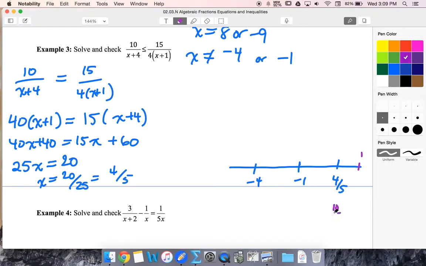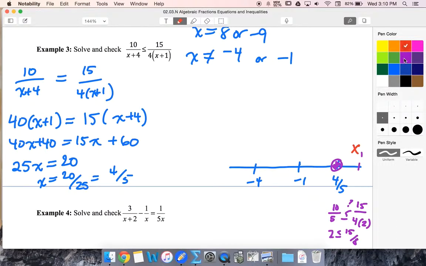All right, so 10 over 5. Is that less than or equal to? And I know it's not equal to because my equal to is here. That's a true point. 15 over 4 times 2. So 10 divided by 5, that's 2. Is that less than 15/8? Well, that's not true, so I've got something false over here.